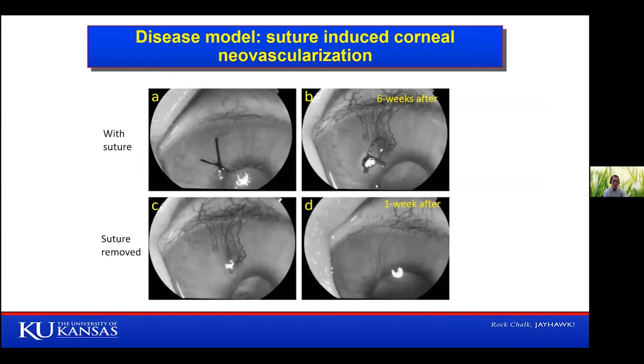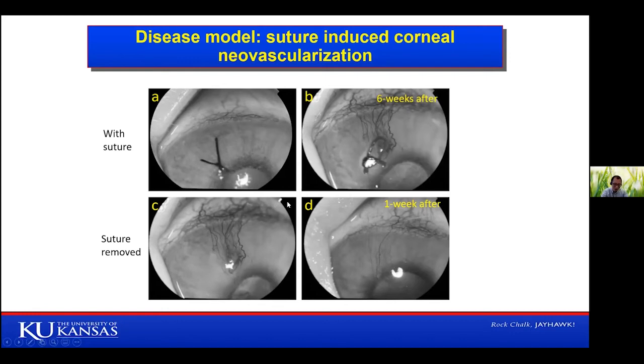After testing normal blood vessels, we tried different disease models. First we tried this suture-induced corneal neovascularization model. We use a suture model because the cornea is at the surface of the eye. When you do the treatment, everything becomes probably 10 times harder when you're trying to work at the bottom of the eye, because the window is limited, but on the surface of the eye it is much easier.